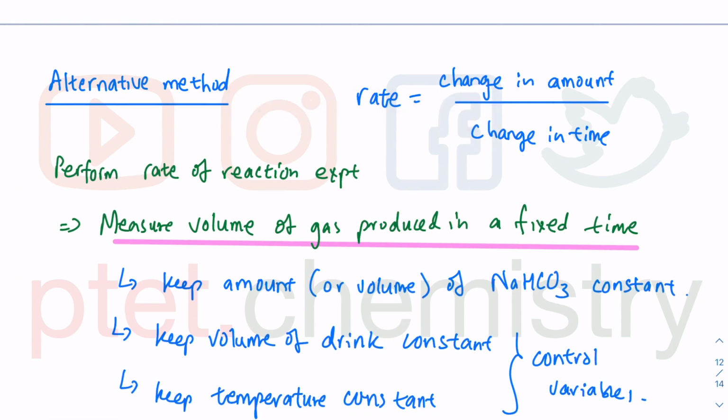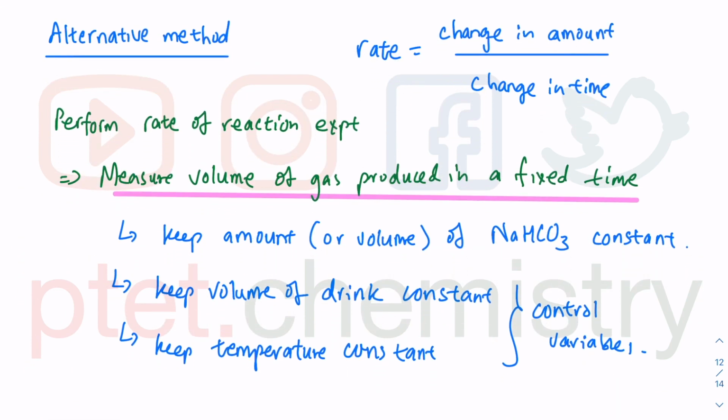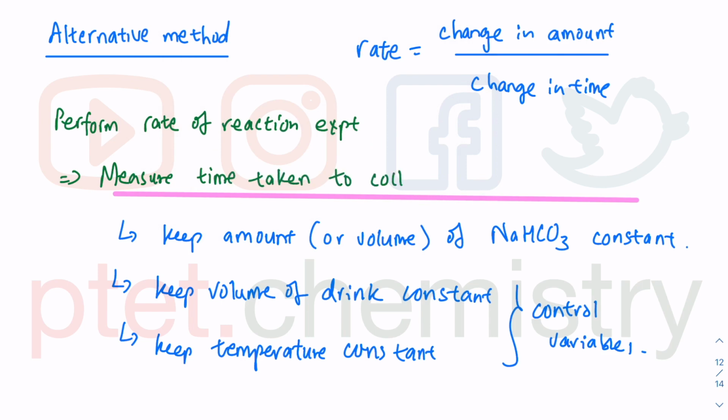But here, if I do rate of reaction experiment, I can measure the time taken. So rather than measure the volume of gas produced in a fixed time, I can measure the time taken to collect a fixed volume. So there are always two ways. Previously, in the first part, I talked about the change in time being constant. In a fixed time, how much gas was produced. Here, I'm going to say how much time is going to take to produce a fixed amount, to collect a fixed volume of gas. The idea is pretty much the same.